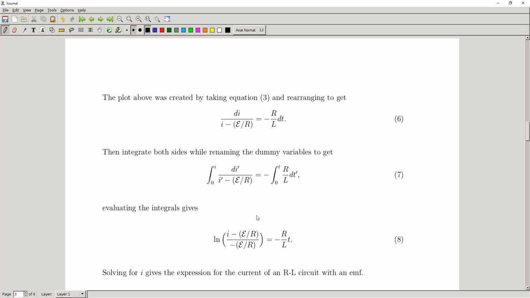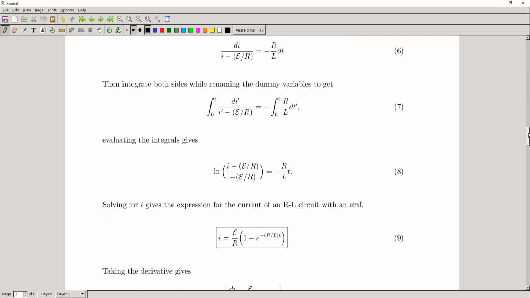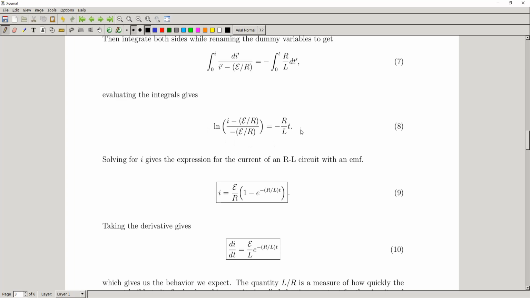Okay, so this is great because we now have I explicitly solved for with no di's or dt's. We can solve for I in terms of the variables that we already know. So if you take this expression, you exponentiate both sides and you clean things up, you're going to end up with an expression for I that looks like this, okay? And this expression is the current in an RL circuit with an EMF as it's charging, okay?